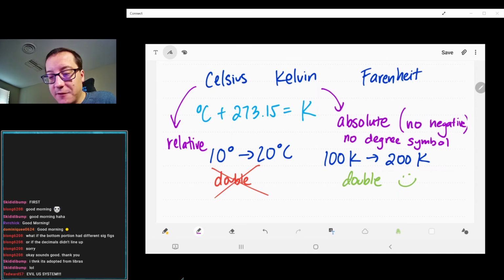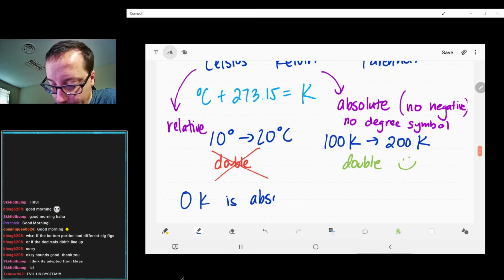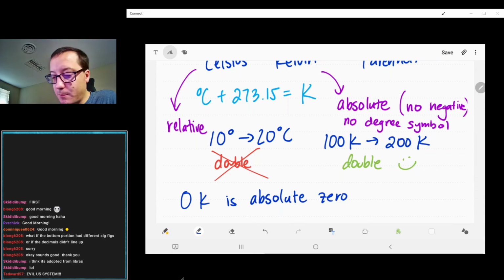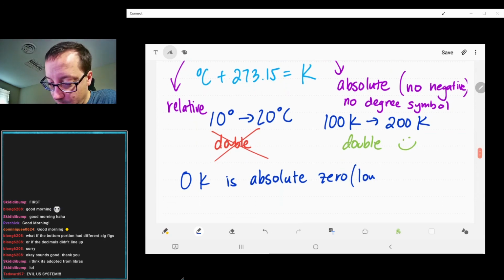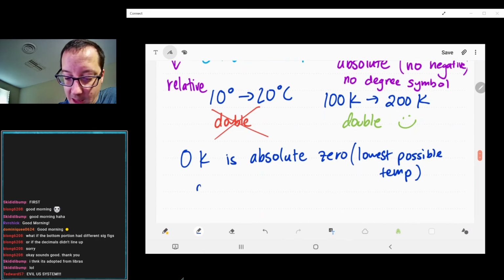And looking at this kind of temperature a little bit more, just to throw out one more thing, 0 Kelvin is called absolute zero. And that is the lowest possible temperature, at which atoms stop moving completely.